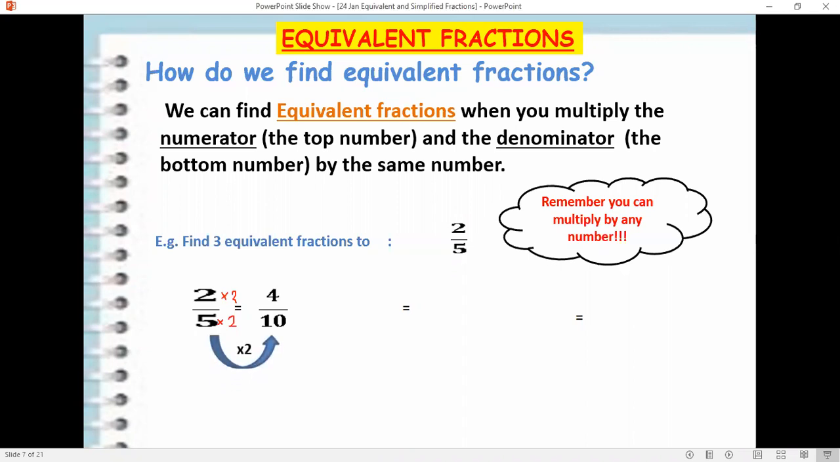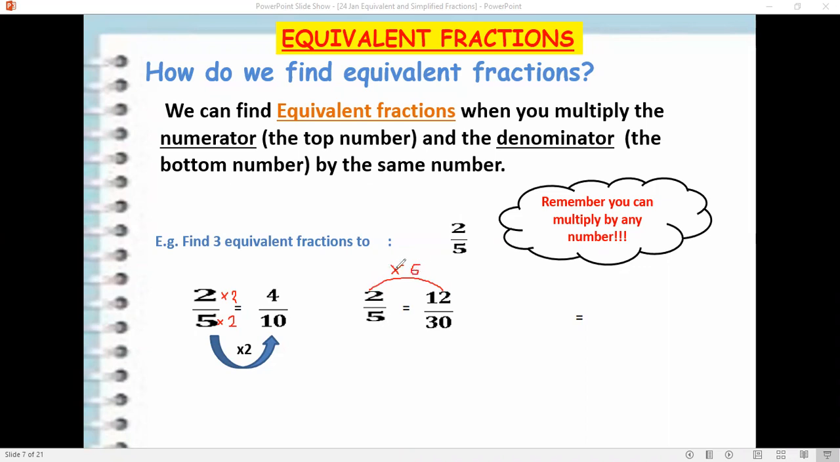So I multiplied by 2. Next, what can I multiply here to get 12/30? 12 over 30. So I can multiply this. What can I multiply in 2 to give me 12? So this one, what will I multiply in 2 to get 12? I will multiply by 6.